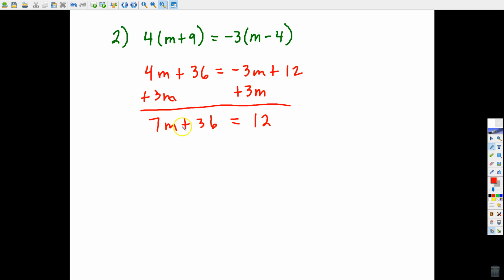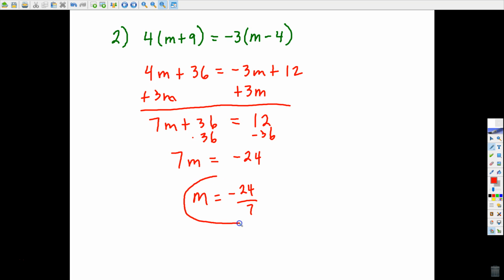And so I've got two operations being performed on m. And in PEMDAS reverse order, I would undo addition first with subtraction. And when I subtract 36 from both sides, I get negative 24 equals 7m, and now I undo multiplication with division, or multiplying by the inverse. Either way, I would get my answer for m is negative 24/7.